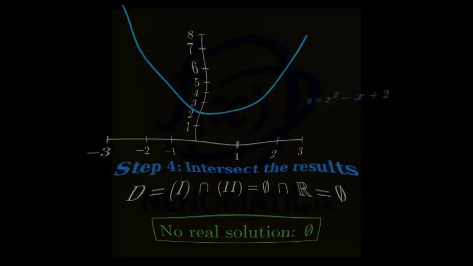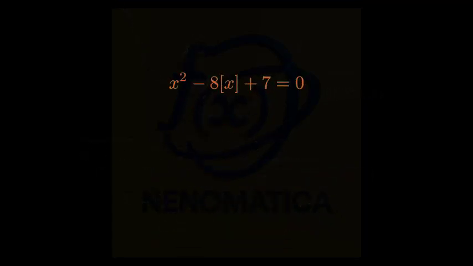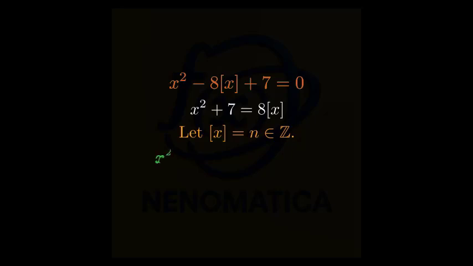Step 1, rearrange to isolate the floor term, then set floor of x equal to n, where n is an integer. Because x squared plus 7 is strictly positive, 8n must be positive, so n is greater than 0. Step 2, use the definition of the floor function. If floor of x equals n, then n is less than or equal to x, and x is strictly less than n plus 1.